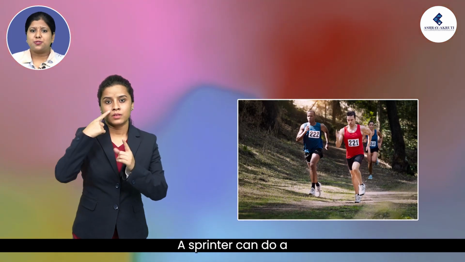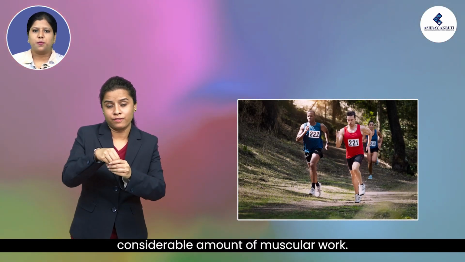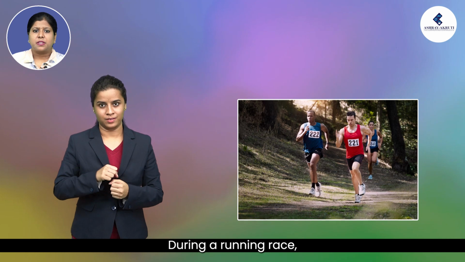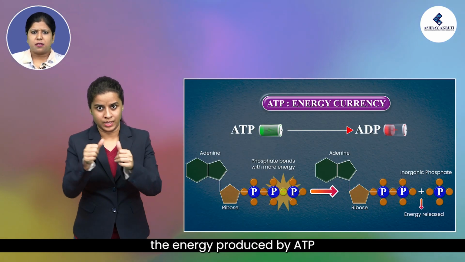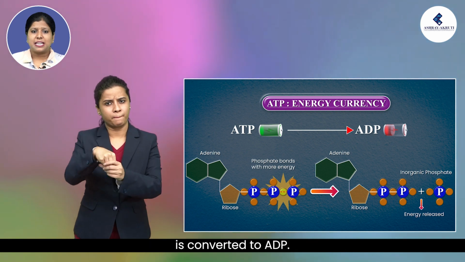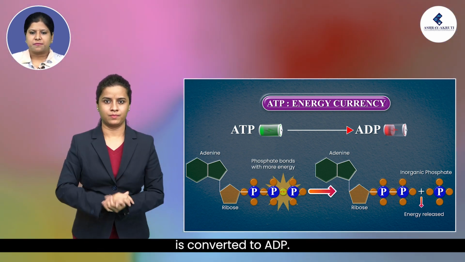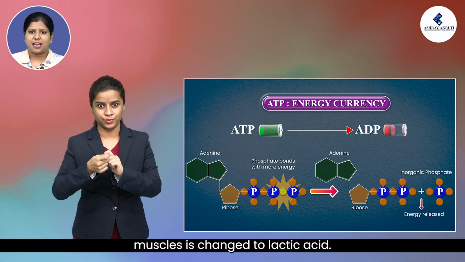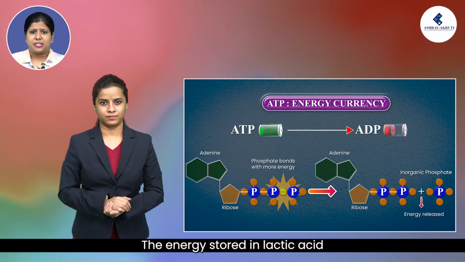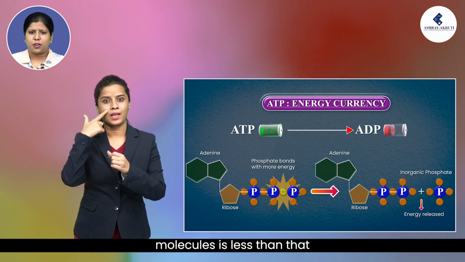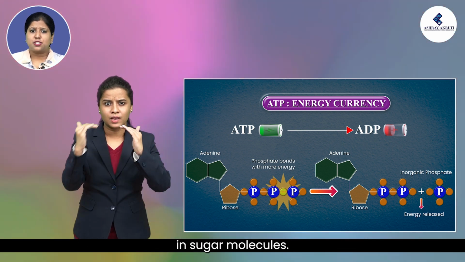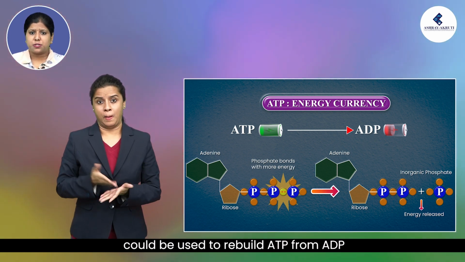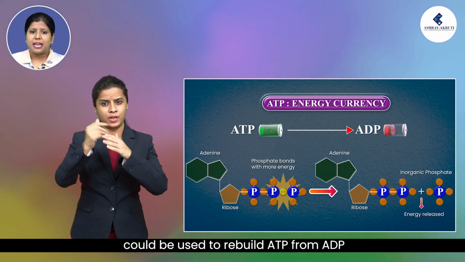A sprinter can do a considerable amount of muscular work. During a running race, the energy produced by ATP already present in the muscles is converted to ADP. Later, the sugar in the working muscles is changed to lactic acid. The energy stored in lactic acid molecules is less than that in sugar molecules. This energy released could be used to rebuild ATP from ADP and phosphate.